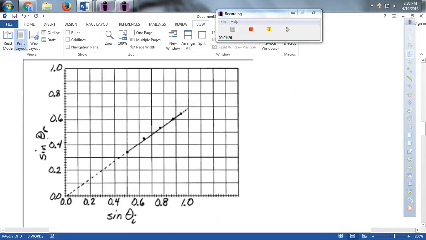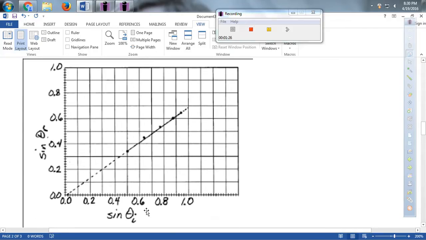Okay? So here is my sine I, and here is my sine R. And I plot this one on the x-axis because I'm controlling that by 10, 20, 30, 40, and so on. So that's why it's plotted on this axis. This is sine R, which is the sine of the refractive angle that corresponds to the angle of incidence. So that's what that graph would look like.